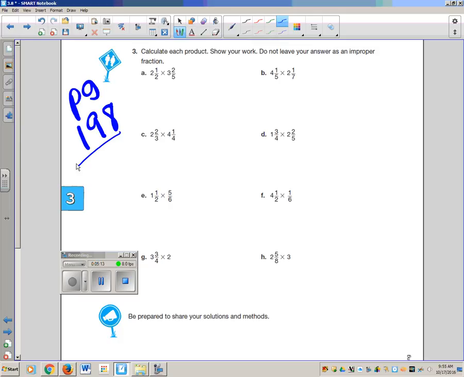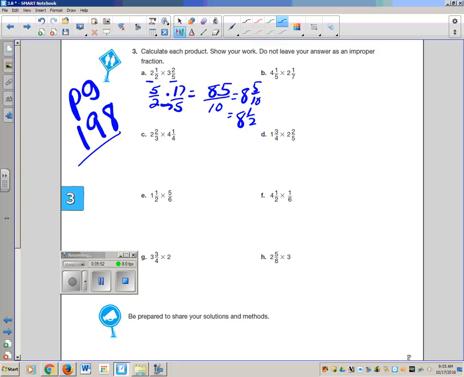Page 198. When you're multiplying mixed numbers, you have to do improper fractions first. So 2 1/2 is 5 halves. 3 2/5 is 17 fifths. We'll put the dot. Then you just multiply your numerators, multiply your denominators. 5 times 17 is 85. 2 times 5 is 10. Simplify your fraction. 10 goes into 85 8 times. 8 5/10, which equals 8 1/2. More steps, it's still the same thing.